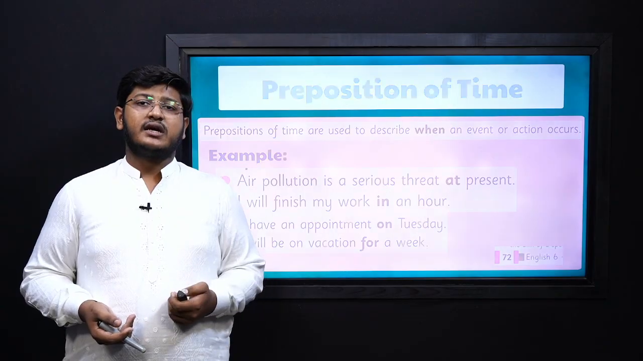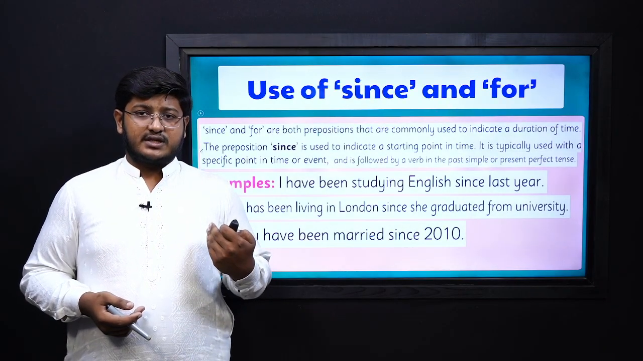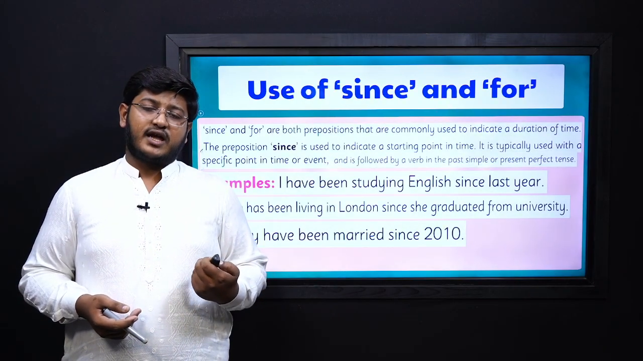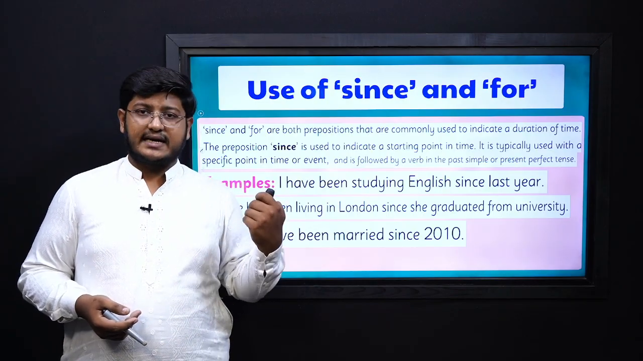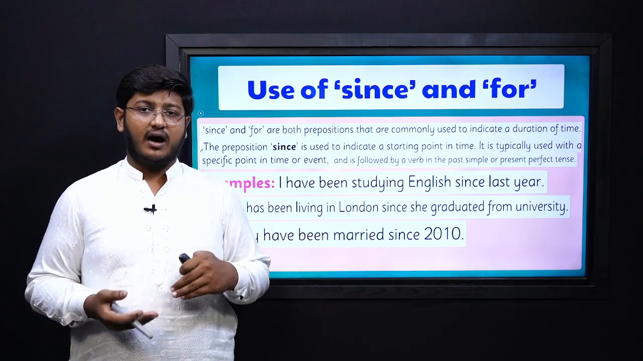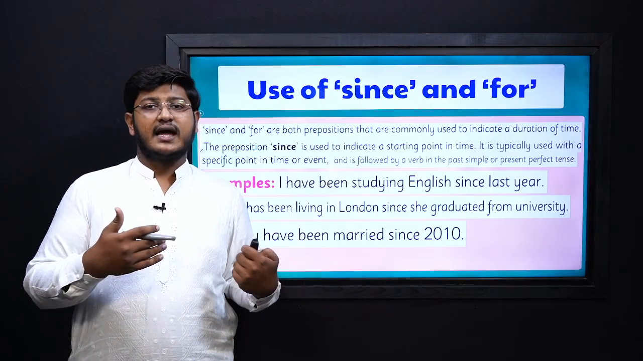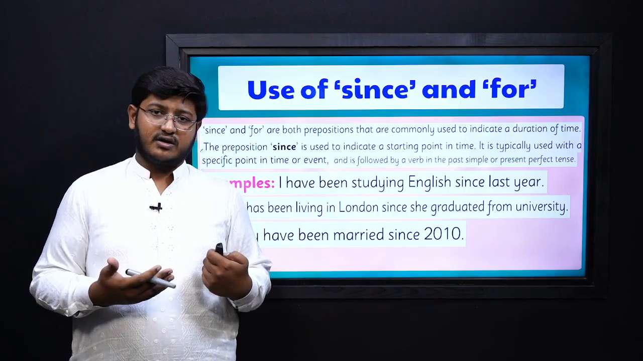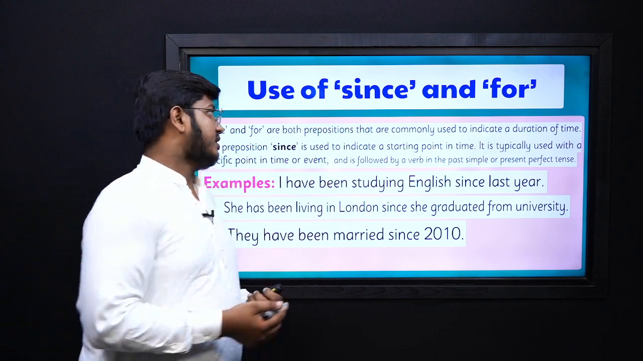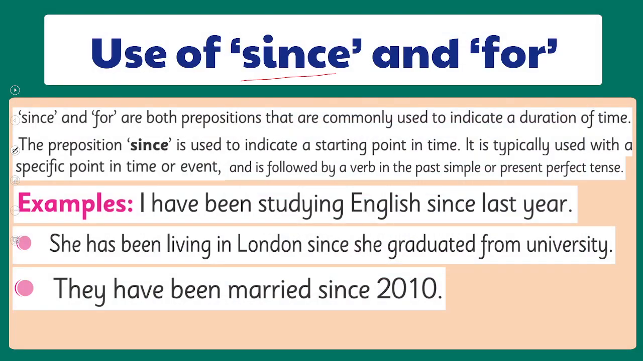So let's go further. Here we have to discuss two main prepositions of time, one of them is since and the second is for. Let's find out how these two are different from others and how these two are used in writing or in spoken language. Since and for are both prepositions that are commonly used to indicate the duration of time. As I have mentioned before, they belong to the category of prepositions of time. They both indicate the time.